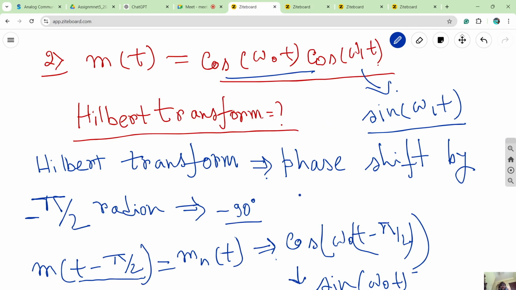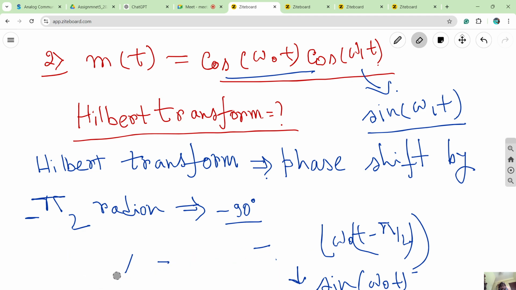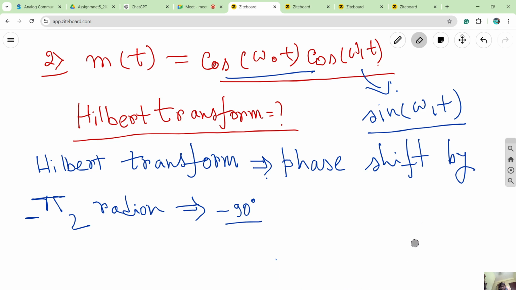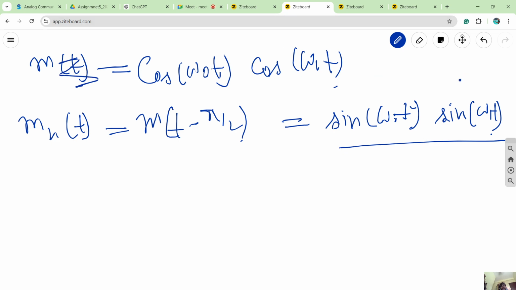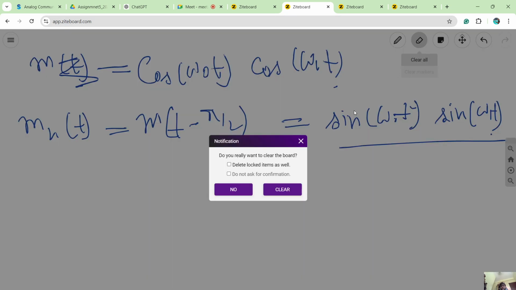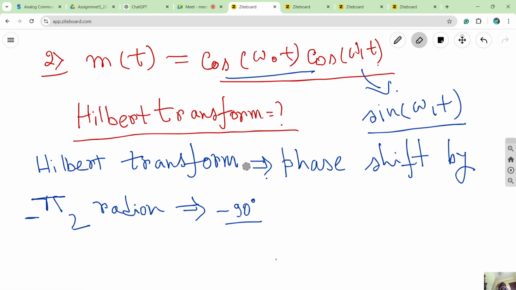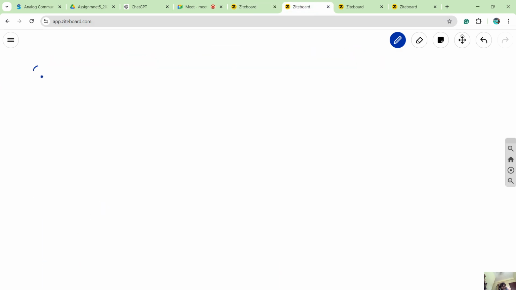Wait, I have made some mistake here. We cannot directly take the minus pi by 2 phase shift here. Sorry for that. Because this is a direct multiplication, we cannot apply the phase shift directly. I forgot that. So basically we have to decompose m(t) first.